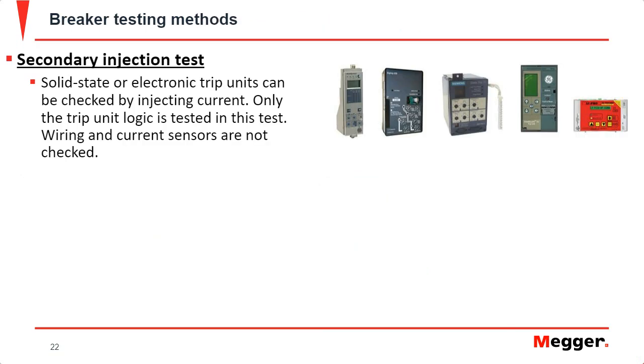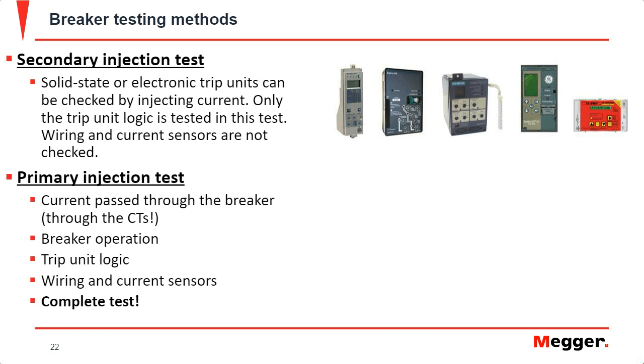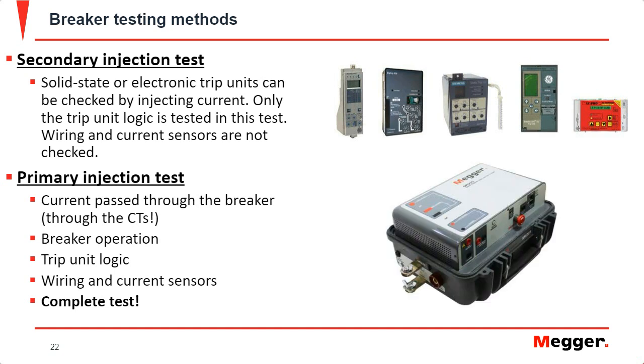So we mentioned secondary injection. Typically, these test sets on the market are a lot cheaper. They're typically sold by the manufacturers of the actual trip unit itself. But these are only testing the trip unit itself. They're not actually testing any wiring and current sensors in the breaker. Now, the reason primary injection is more advantageous is because you're actually passing current through the CTs of the breaker. So you're testing the operation as well as the trip unit logic, as well as all the wiring and current sensors in the breaker itself, making sure that everything's correct. So that's what makes it a complete test.